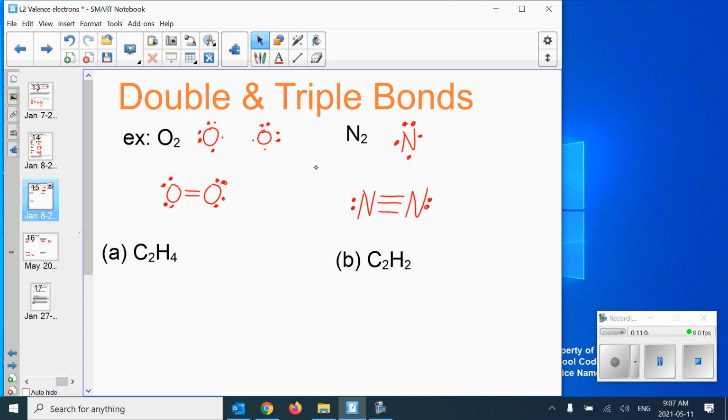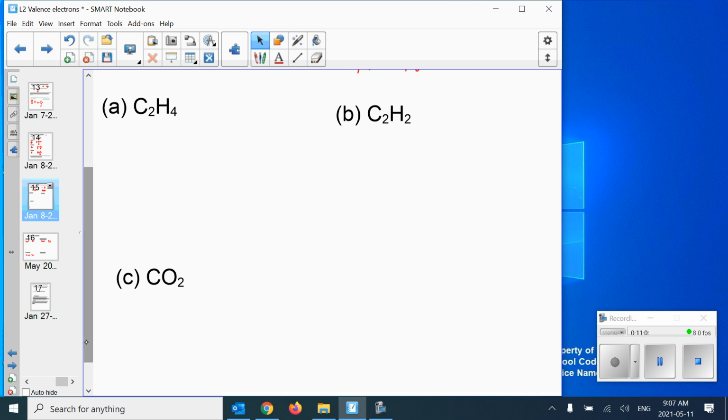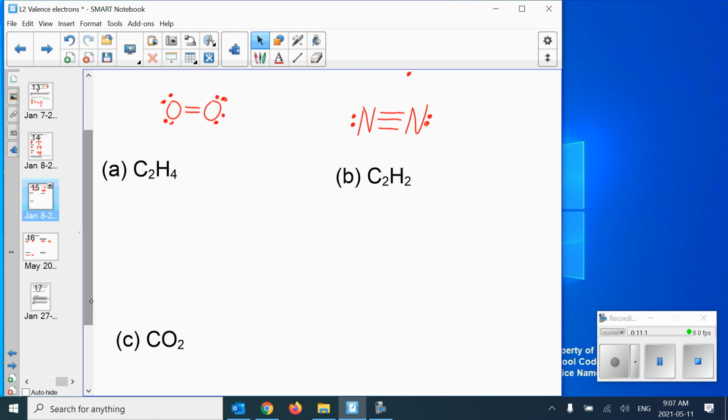Now, I want you to try this with carbon and hydrogen and oxygen for CO2. It's going to involve some double or triple bonds. Pause the video, try them out, and then we'll compare. Okay. I'll take a look at them right now. Okay. I'm assuming you get it.